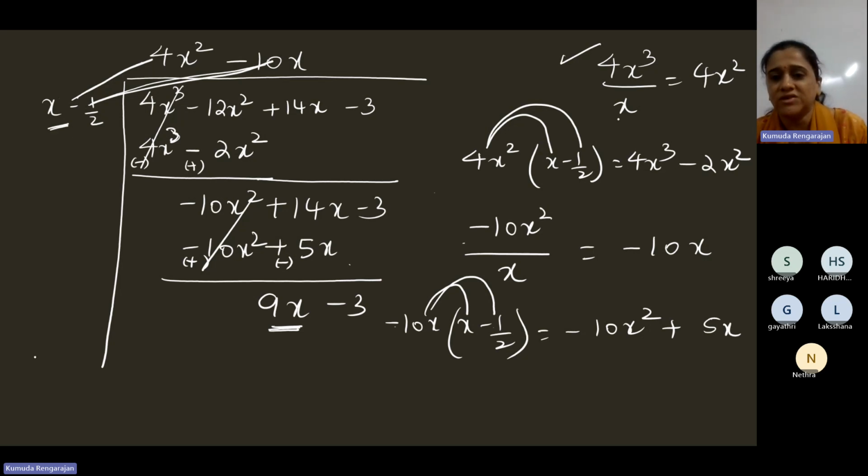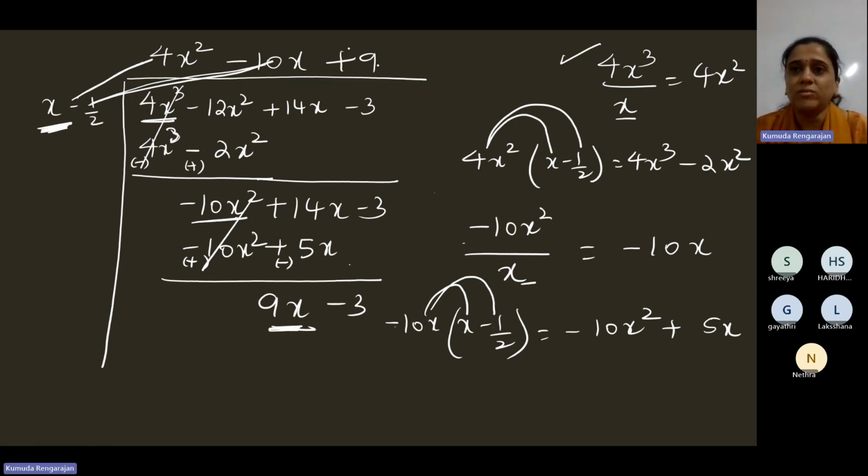You can see everywhere it's divided by x only. Everywhere we divide by x. First we divide 4x cubed by x, then minus 10x squared by x, and now 9x by x. What's 9x by x? 9x by x is 9, so plus 9.